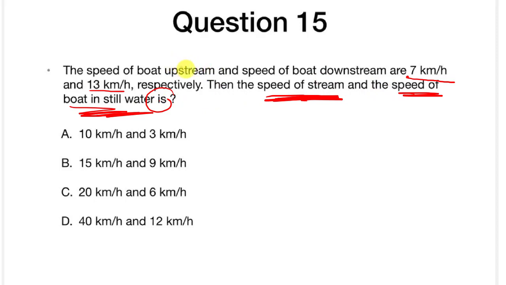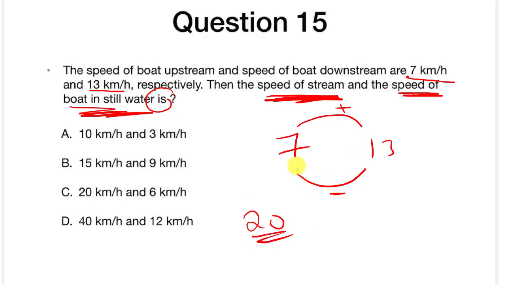In this type of question, we know the upstream and the downstream speeds. The speed of the boat in still water is the sum, and the speed of the stream is the difference. So 7 plus 13 is nothing but 20 kilometers per hour, and 13 minus 7 is nothing but 6 kilometers per hour. So the option will be C.